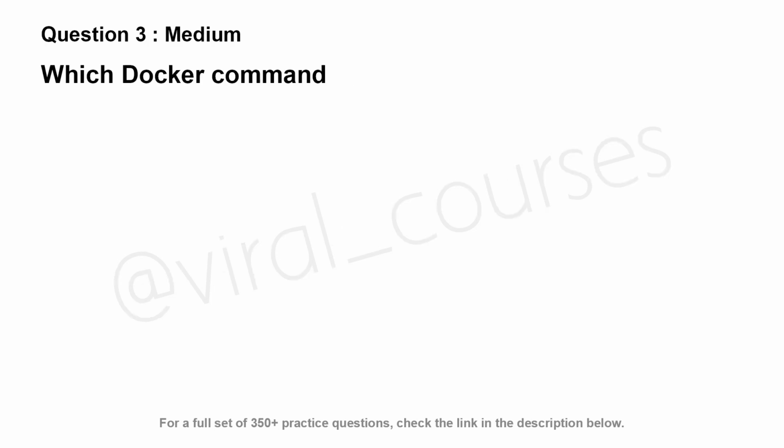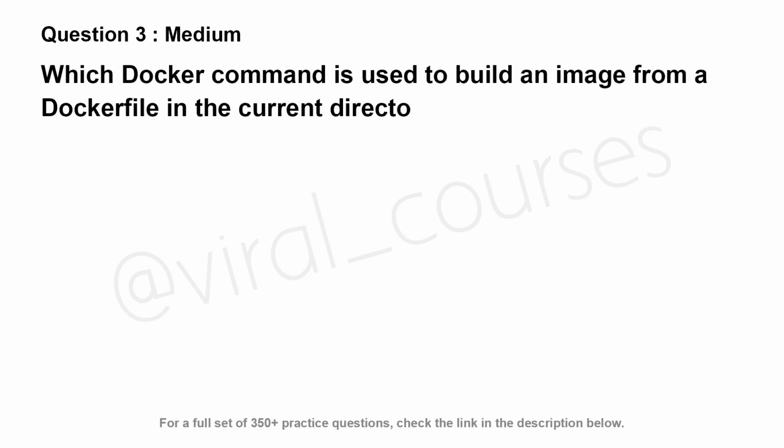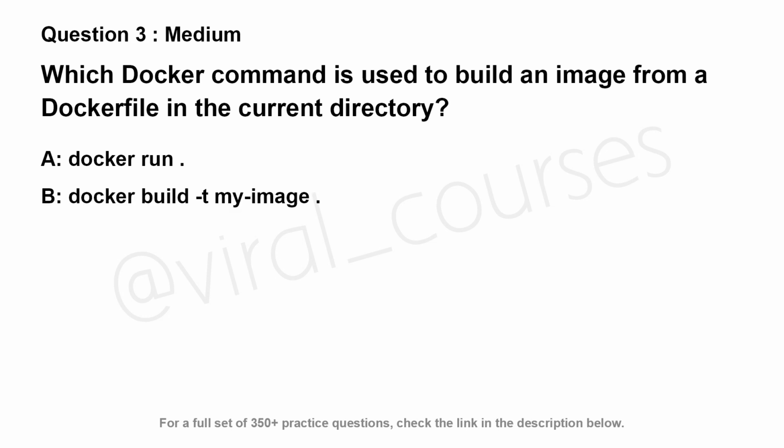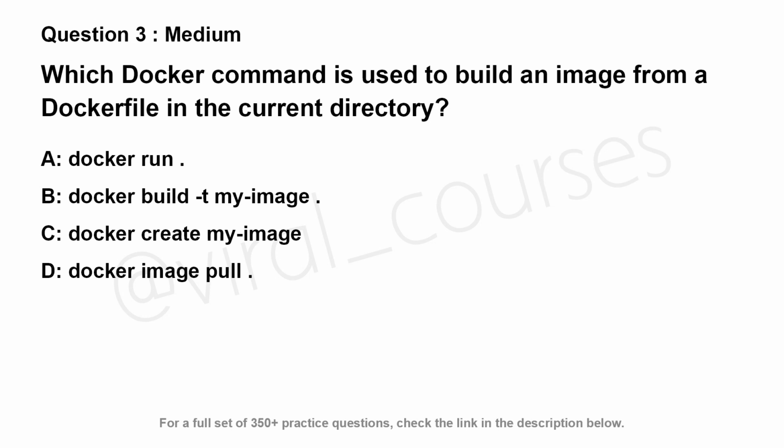Which Docker command is used to build an image from a Dockerfile in the current directory? Option A. docker run. Option B. docker build -t myimage. Option C. docker create myimage. Option D. docker image pull.